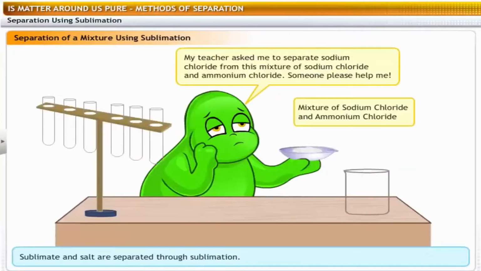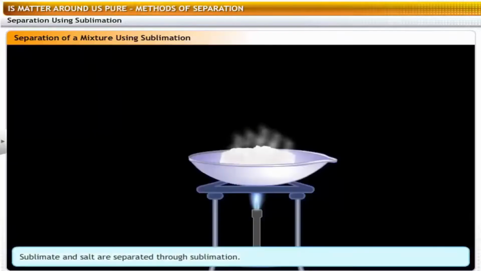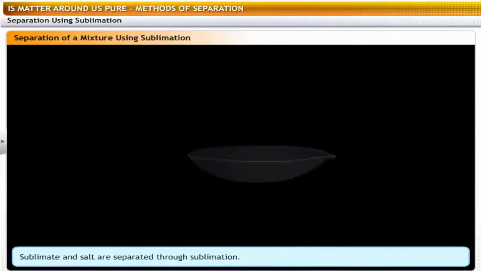My teacher asked me to separate sodium chloride from this mixture of sodium chloride and ammonium chloride. Someone please help me. Ammonium chloride changes directly from the solid to the gaseous state on heating. This is known as sublimation.